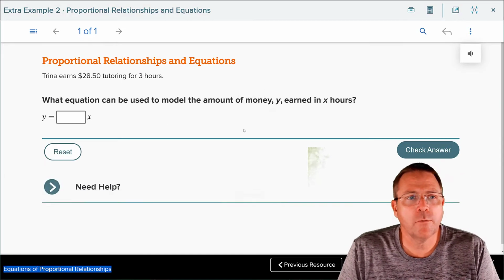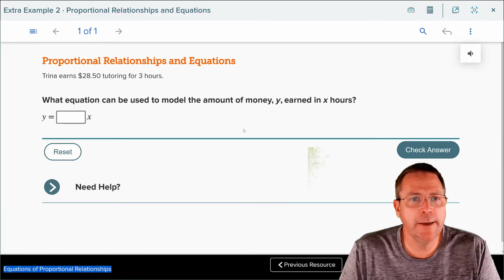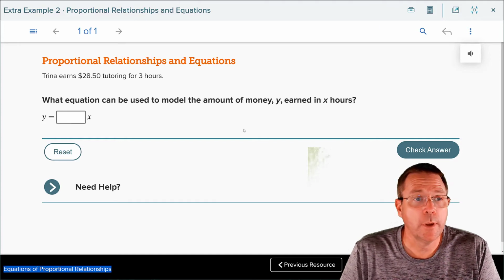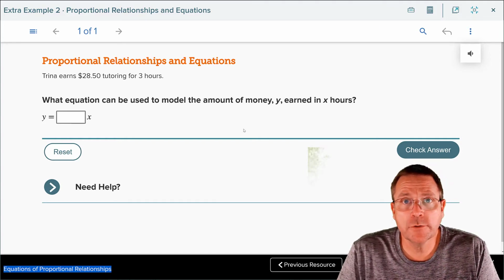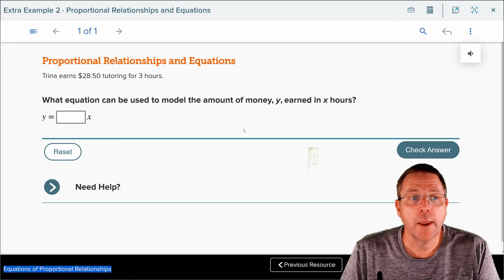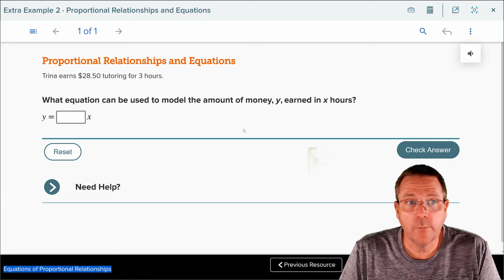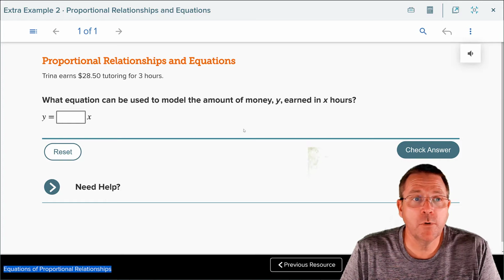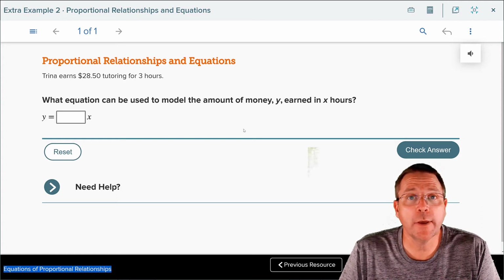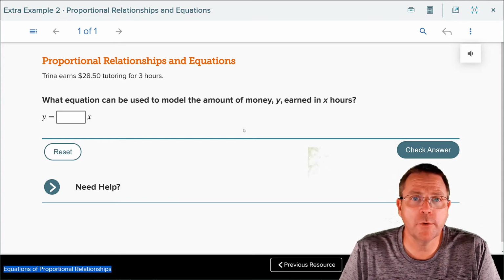Alright, we are now on resource 9 of 13, and this is a problem for you. You're going to use your direct variation equation. You're going to use the big kid math like I taught you, and you're going to isolate your variable. When you get done isolating your variable, you're going to find out how much 1 hour of tutoring is going to cost, and you're going to plug that answer in and check it. Pause the video while you do that.